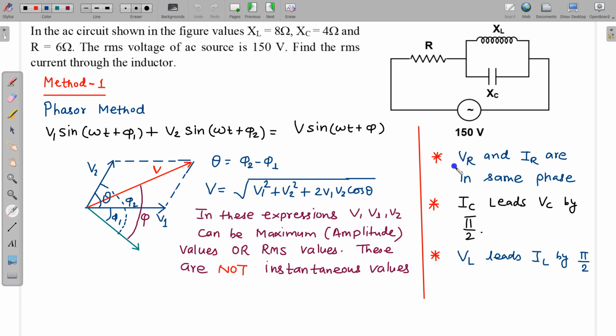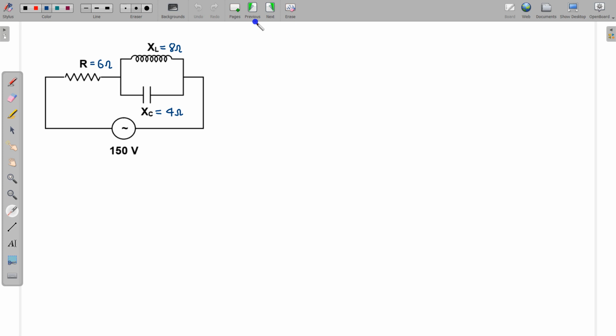The other things we need to know: the potential difference across a resistance and the current passing through it are always in the same phase. For a capacitor, the current leads the voltage across the capacitor by pi by 2, and for an inductor the voltage leads the current by angle pi by 2. Now let us solve the question.